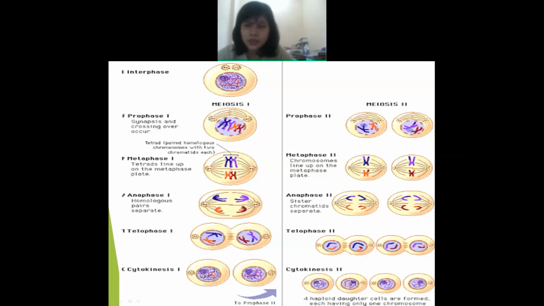But in the second phase, that is prophase 1, you can see that there is crossing over. Crossing over means these chromosomes will be attached to each other, and after that, you will be able to see that they are together.